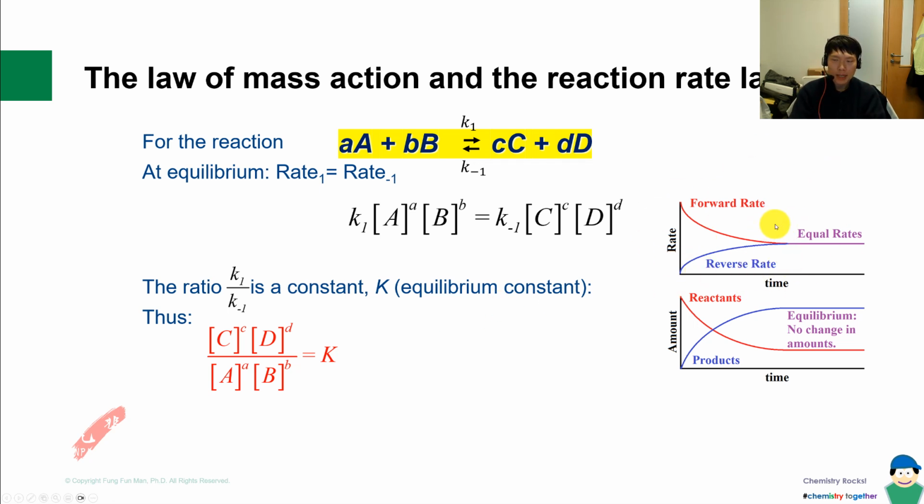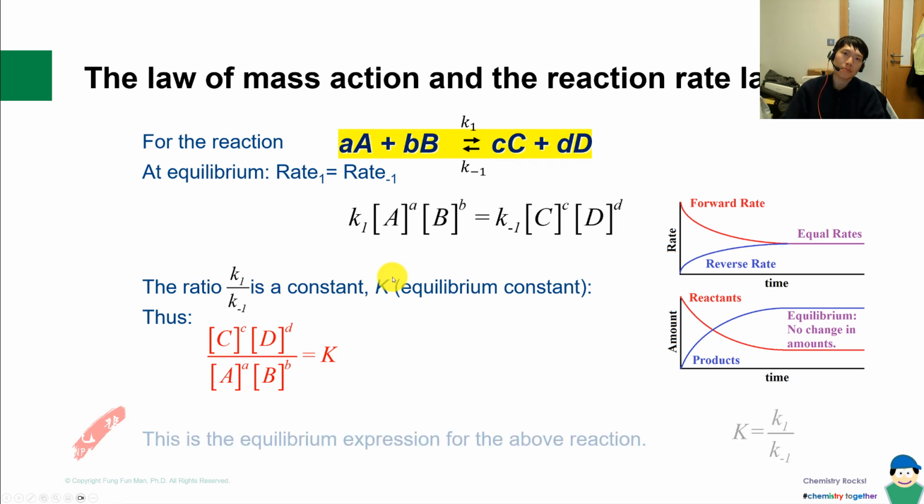A little schematic to show, at the start when you have forward very high but backward 0, you will come to stability, equilibrium. Notice the axis first. For the amount here, you start with reactant, 0 product, you will equilibrate, but the amounts might not be the same, but it will be stable. See the difference here. Rate will become the same at equilibrium, but the amount depends on the equilibrium constant.